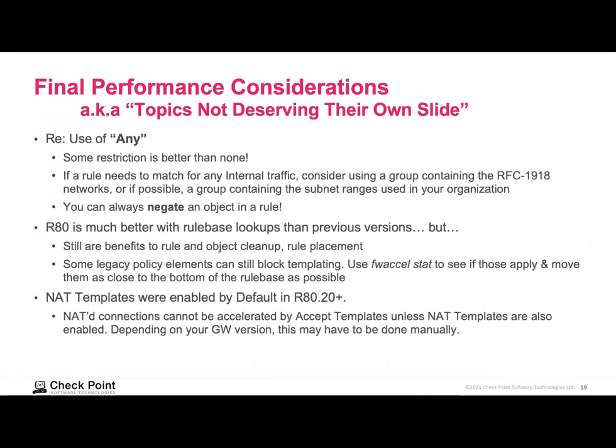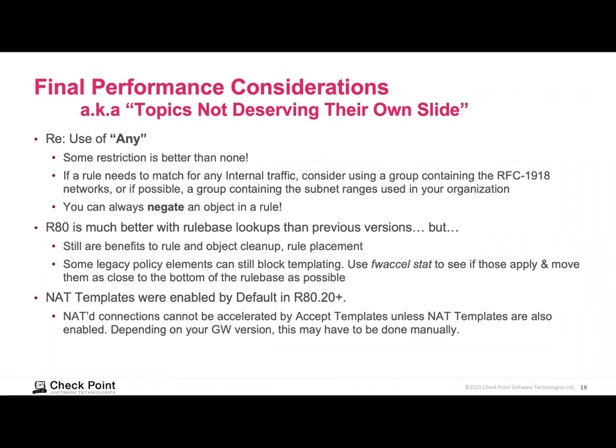Lastly, just some final considerations. Again, use of any, try not to do it. Restrict your rules as much as possible. If a rule has to match just internal traffic, there's a couple things you can do. You could consider creating a network group of just the RFC 1918 networks. And even just by doing that, you're restricting the possible matches down to just internal LAN networks. So you could do that if you're organized enough or your network's not so huge. You could even make a group that just contains all the subnet ranges that you use in your organization.